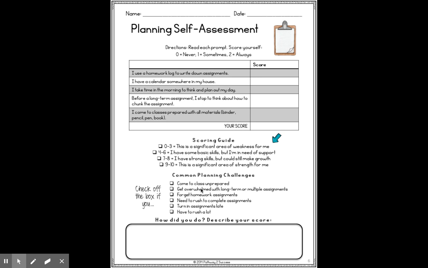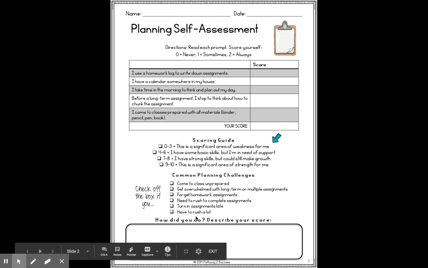So check off these boxes right here now. Check them off if you come to class unprepared. If you get overwhelmed with long-term or multiple assignments. So if you've got lots of assignments at the same time, or if you have one big giant assignment, do you get overwhelmed? Do you forget to do your homework assignments? And that's right here. Do you need to rush to complete your assignment? So basically, are you waiting till the last minute to get them in? Do you often turn your assignments in late? And you have to rush a lot.